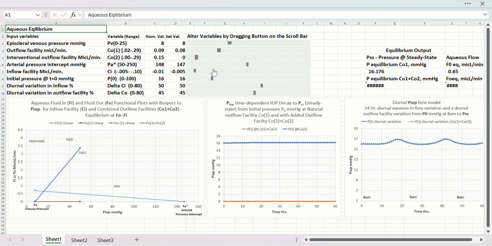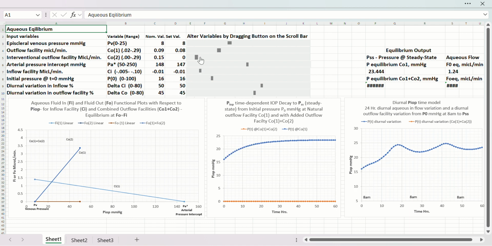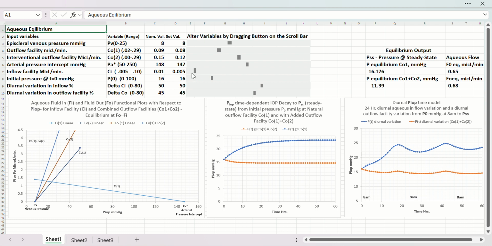And we can see that it drops this, kind of put this up slightly, don't we? It drops the equilibrium pressure from 23 millimeters of mercury down to 16 millimeters of mercury. It's a significant drop. We'll put that back up where it was previously, an inflow facility of 0.01, which is relatively nominal. We have our interventional, which was at 0.12, right there. Let's say we add the aqueous suppressant after we do all of these outflow facility interventions, and say we take it down to 0.05 right there.